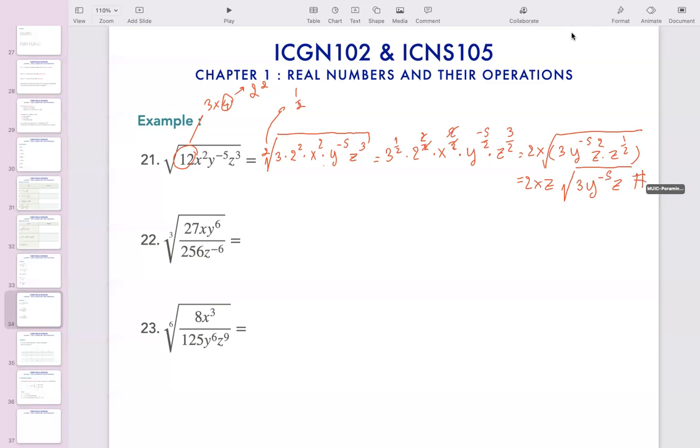Okay, any question for the first one, example 21? If no, let's move on to example 22.